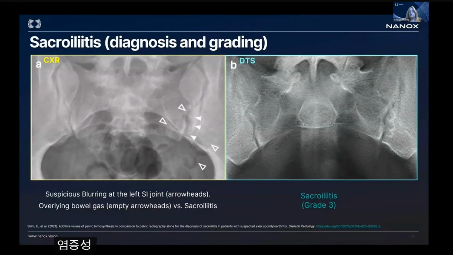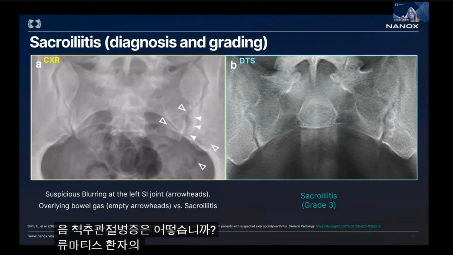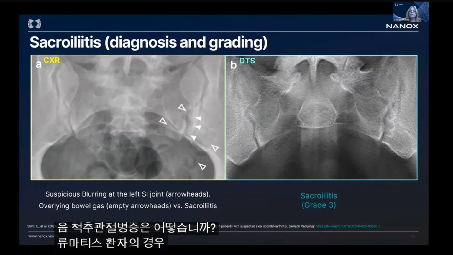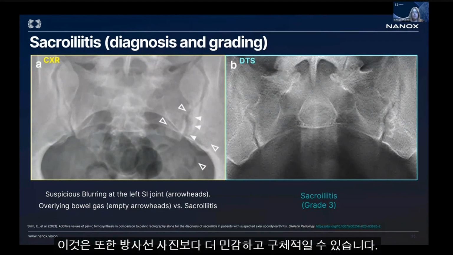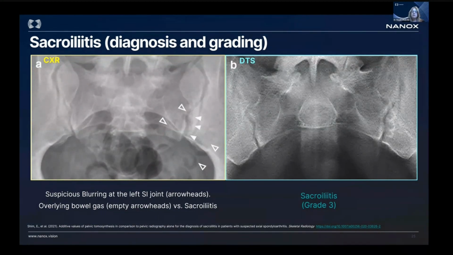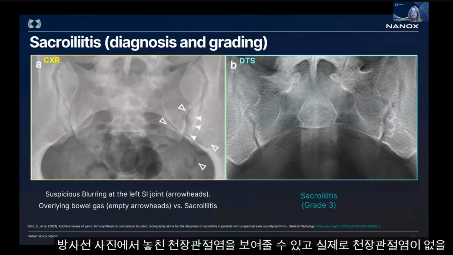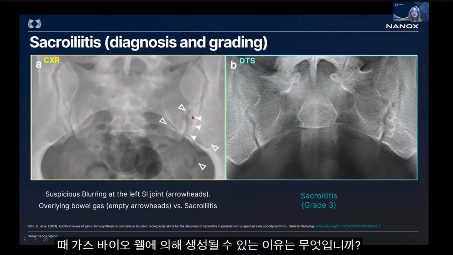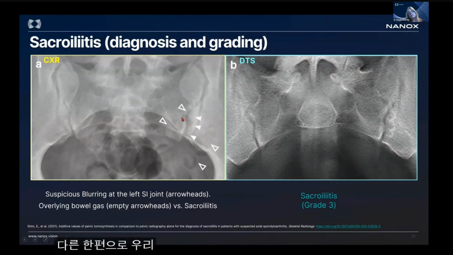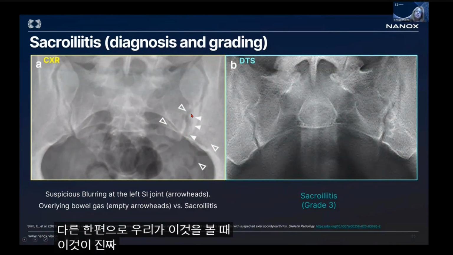What about inflammatory arthritis and spondyloarthropathies? So for rheumatological patients, this can also be more sensitive and more specific than radiographs. And when I'm saying more sensitive, it's because, for example, it can show sacroiliitis that is missed on radiographs. And why is it missed? On one hand, this can be created by bowel gas when there's actually no sacroiliitis. On the other hand, when we see this, we're not sure whether this is real or this is bowel gas.